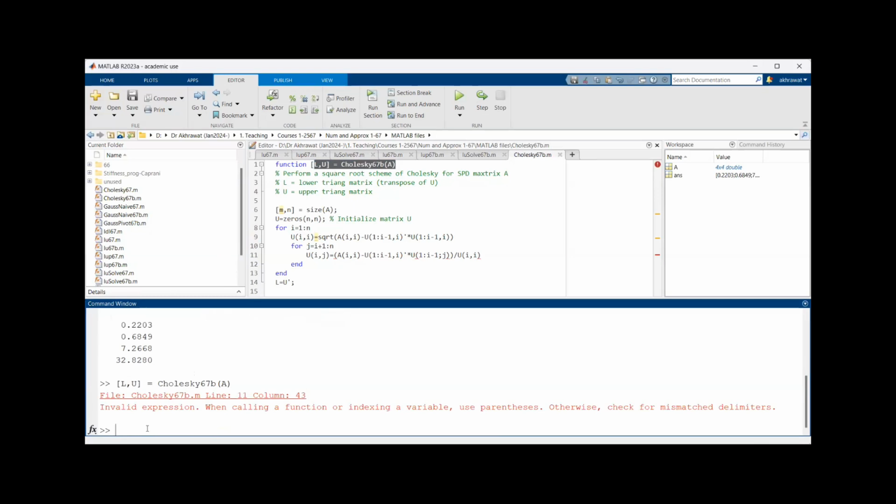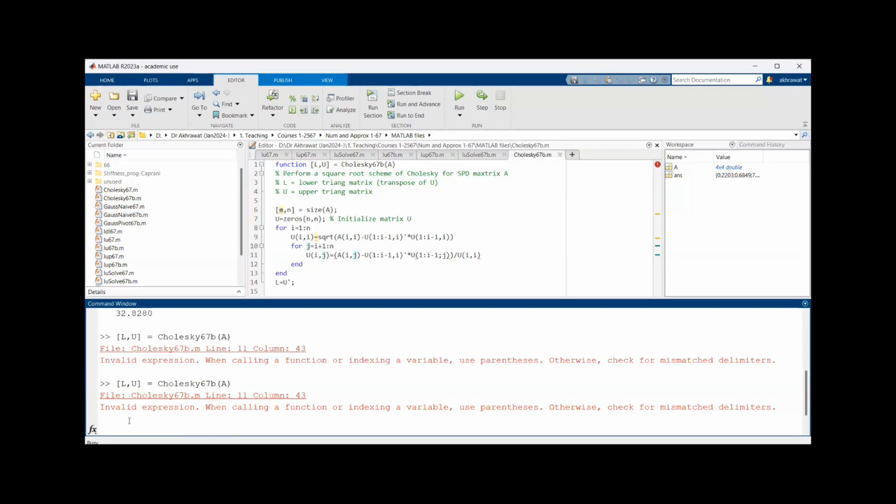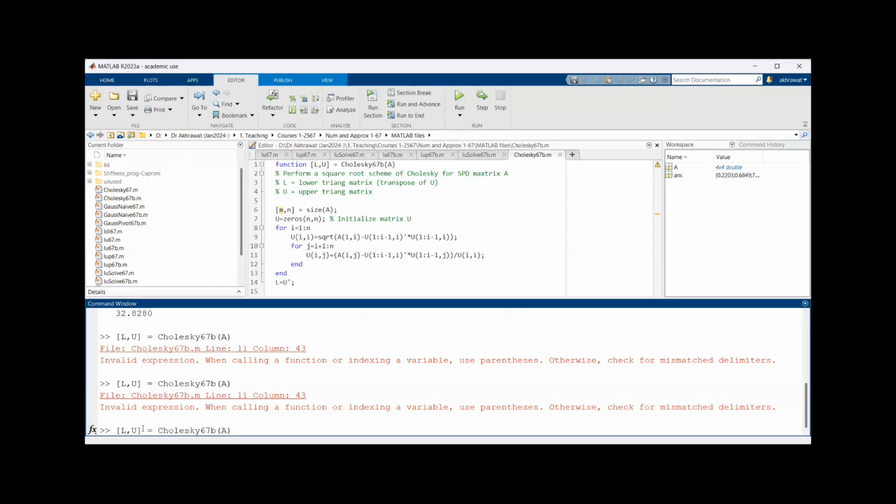Okay, there's some typo. Line 11, U_IJ, A_IJ. Yes, thank you. This is A_IJ, right? And what else? Okay, should be okay. Let me run it again. Okay, I used a semicolon here. It should be a comma, right? Should be a comma. Okay, and add the semicolon.